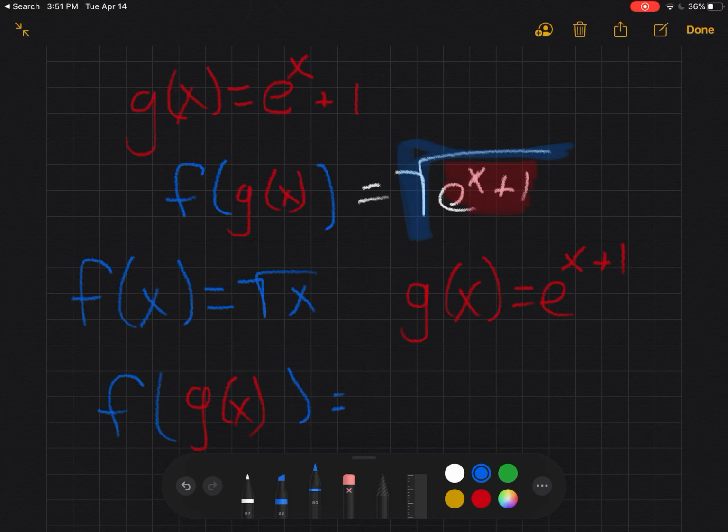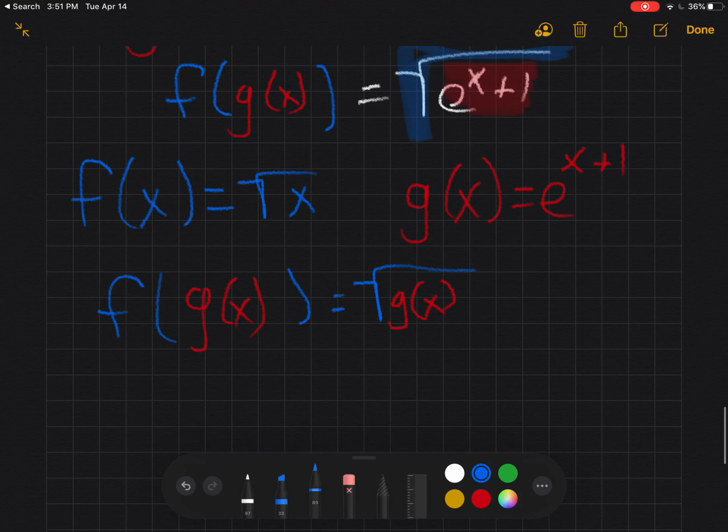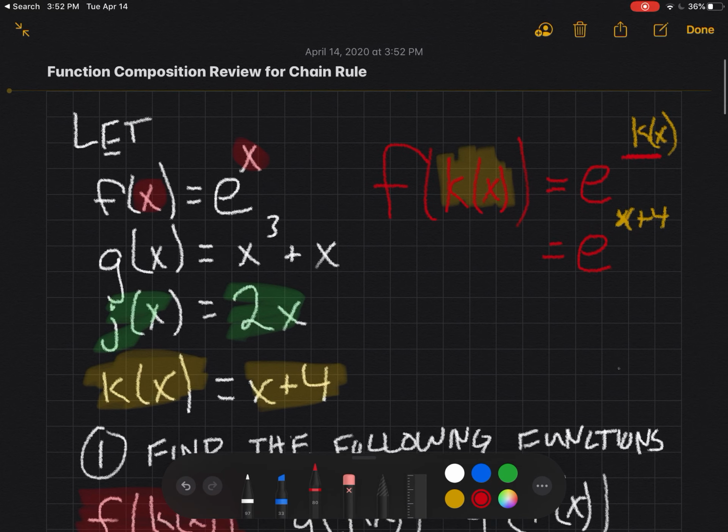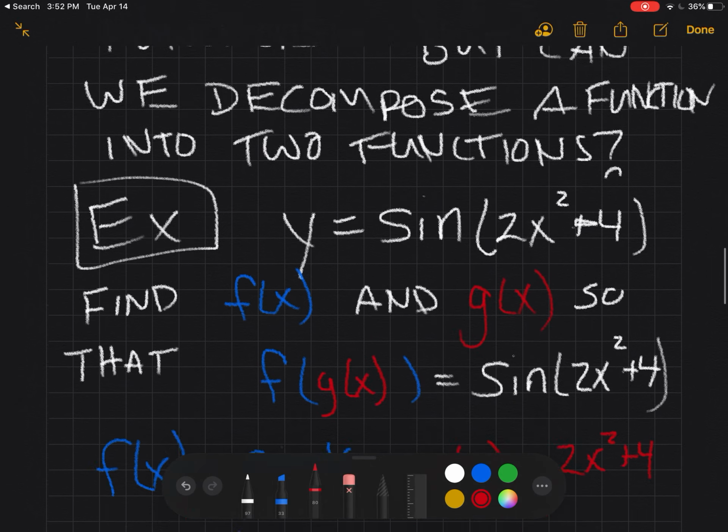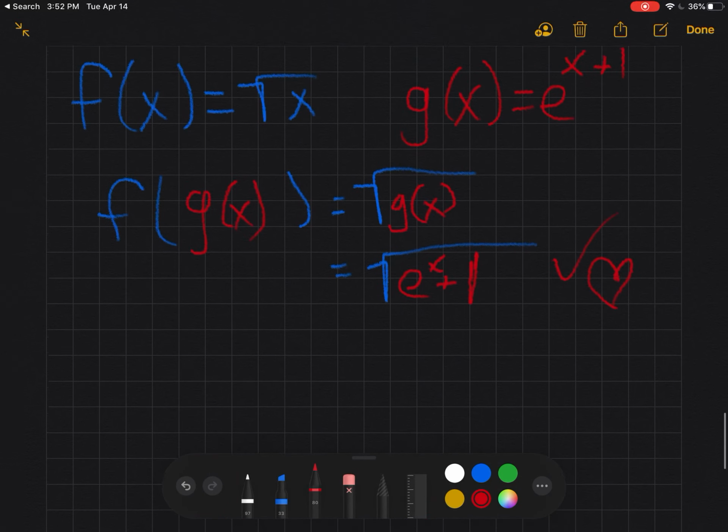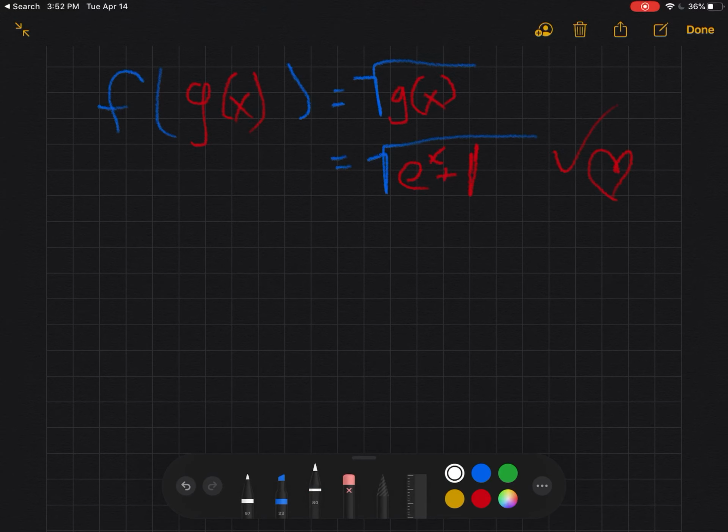So let's see if that works. We have f of x equals the square root of x, and we have g of x equals e to the x plus 1. So if I take my function f on the outside and I shove g of x on the inside, that gives me the square root of g of x, and that gives me the square root of e to the x plus 1. Yay! So that's one possible answer. And there's more, but that's just the one that came to my mind.